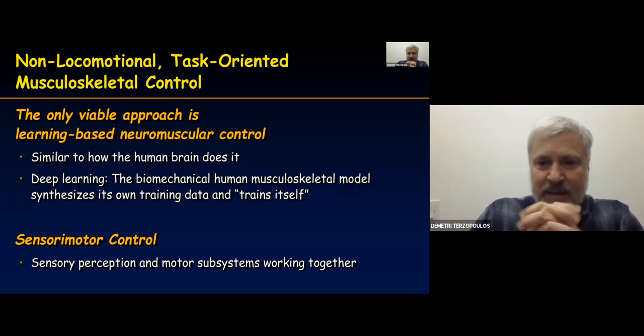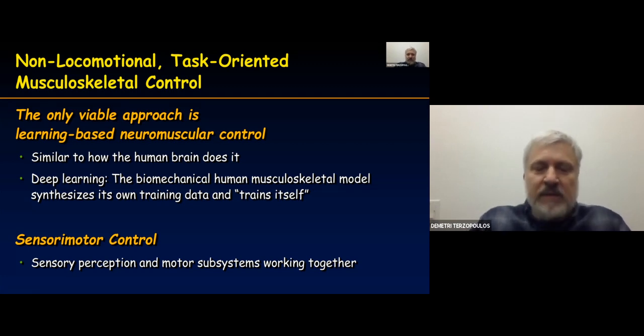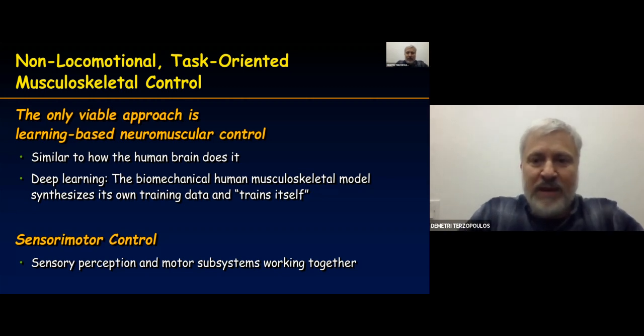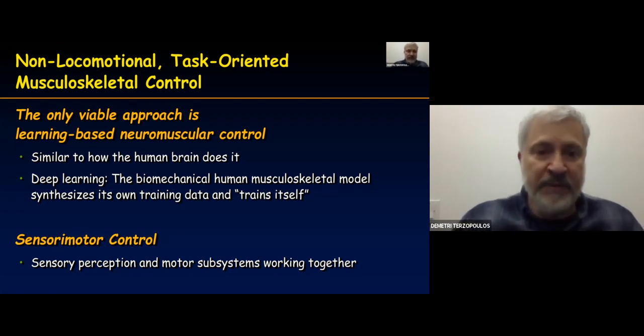And so this has been a challenge, but our approach is to do it in a way similar to how we think the brain is doing it, by learning. Deep learning, again, is our friend because it's able to learn from all of this training data that the model can synthesize for itself. And so the biomechanical human musculoskeletal model synthesizes its own training data and trains itself.